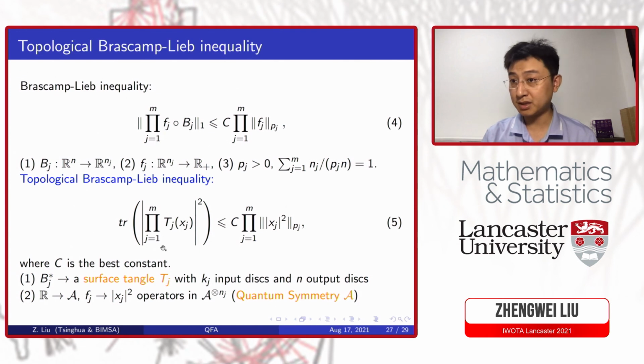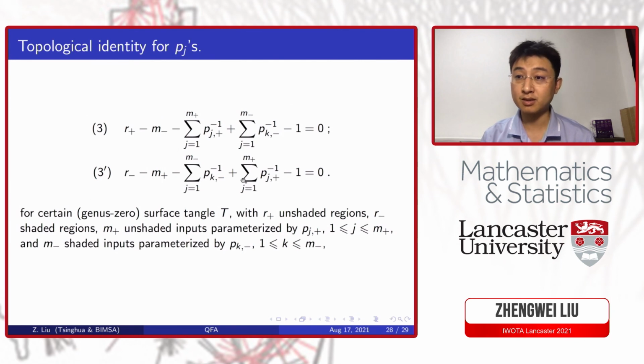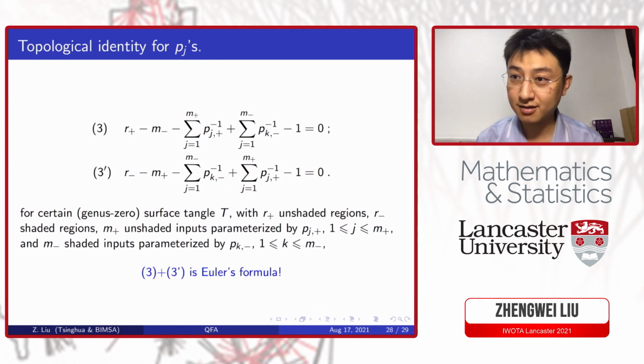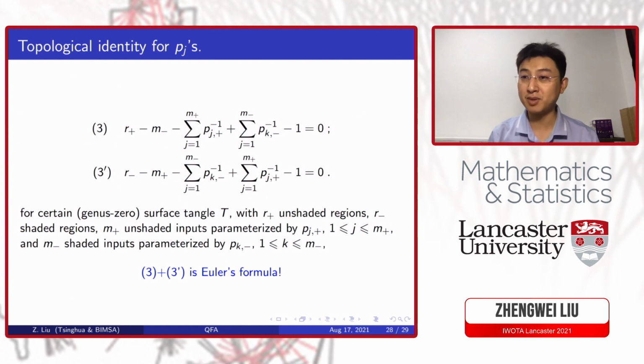And the more mysterious part is this magic condition, like P inverse plus Q inverse equals 1. This magic condition in classical Fourier analysis has a topological meaning, and it corresponds to the Euler formula in topology. So the most basic condition, P inverse plus Q inverse equal to 1, corresponds to the most basic equality in the Euler formula in topology. So we believe there should be many more coincidences between analysis, quantum symmetries, and topology. And that's the part we want to explore in the future.